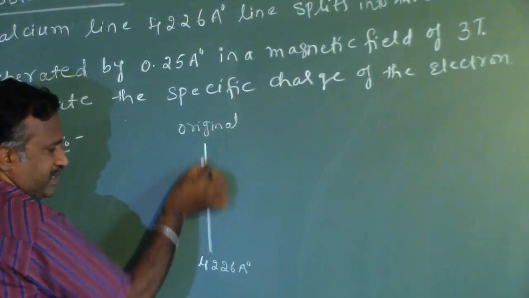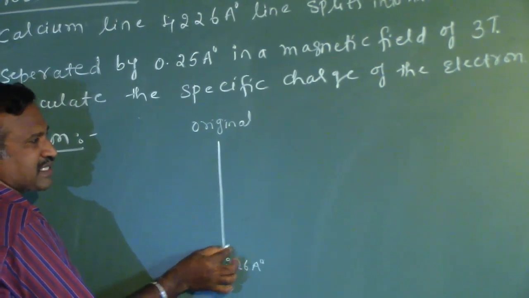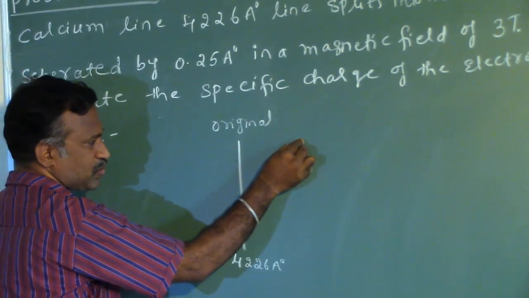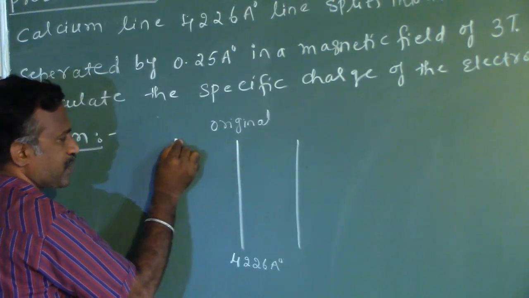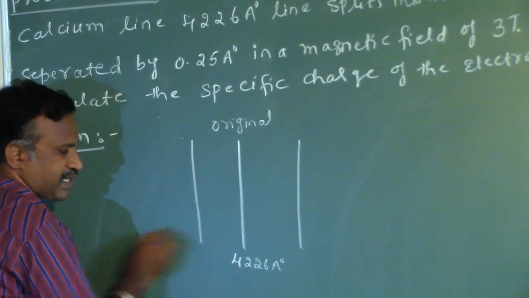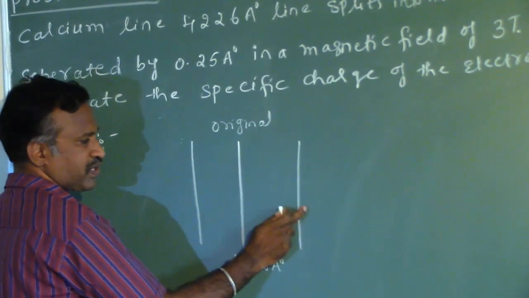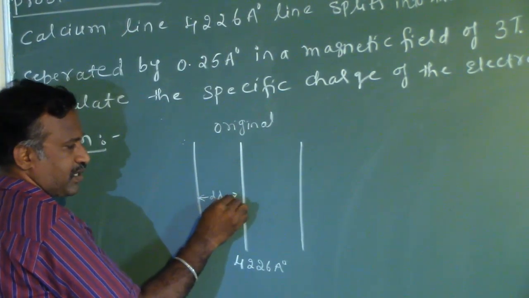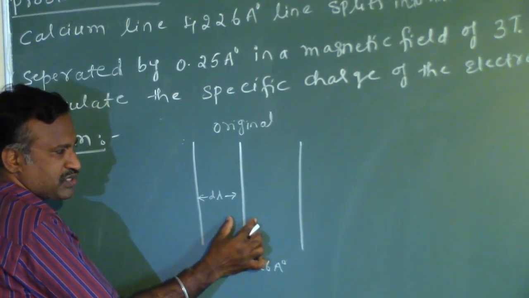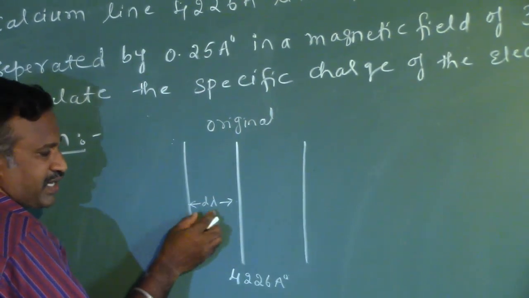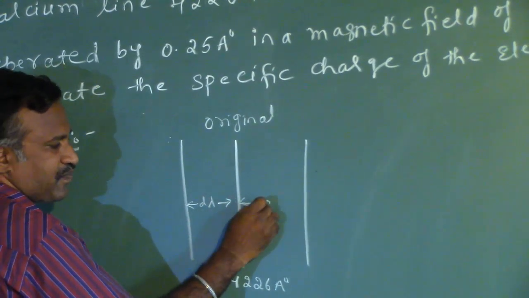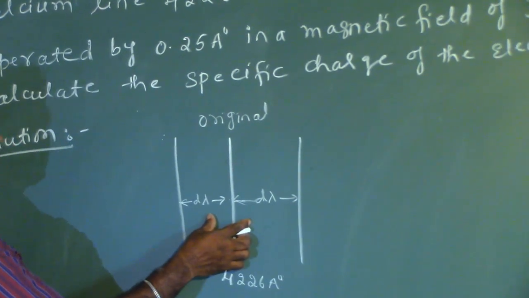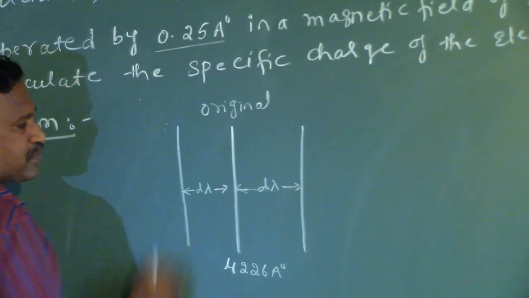Now when this spectral line is placed in a magnetic field of 3 Tesla, it gets split up into 2 spectral lines. So totally how many do we have? We have 3 spectral lines. One is the original line and the other 2 will be the split lines, and the difference in the wavelength between the original line and the components of the Zeeman effect is called d lambda. They have given this d lambda as 0.25 Angstrom.